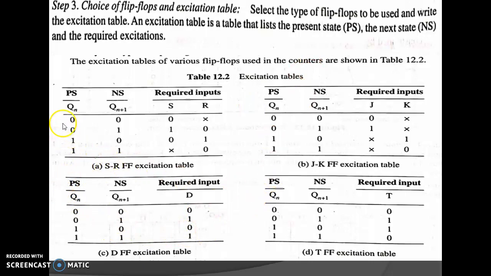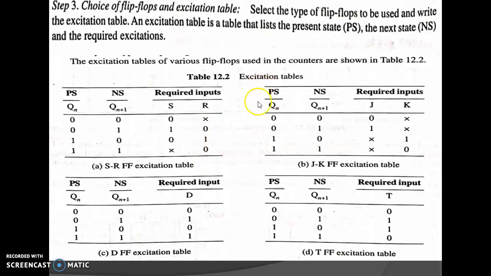First, SR flip-flop. When present state value 0, next state value 0, this time S value 0, R value cross. Present state value 0, next state value 1, this time S value 1, R value 0. Present state value 1, next state value 0, this time S value 0, R value 1. Present state value 1, next state value also 1, this time S value cross, R value 0. Here cross means don't care.